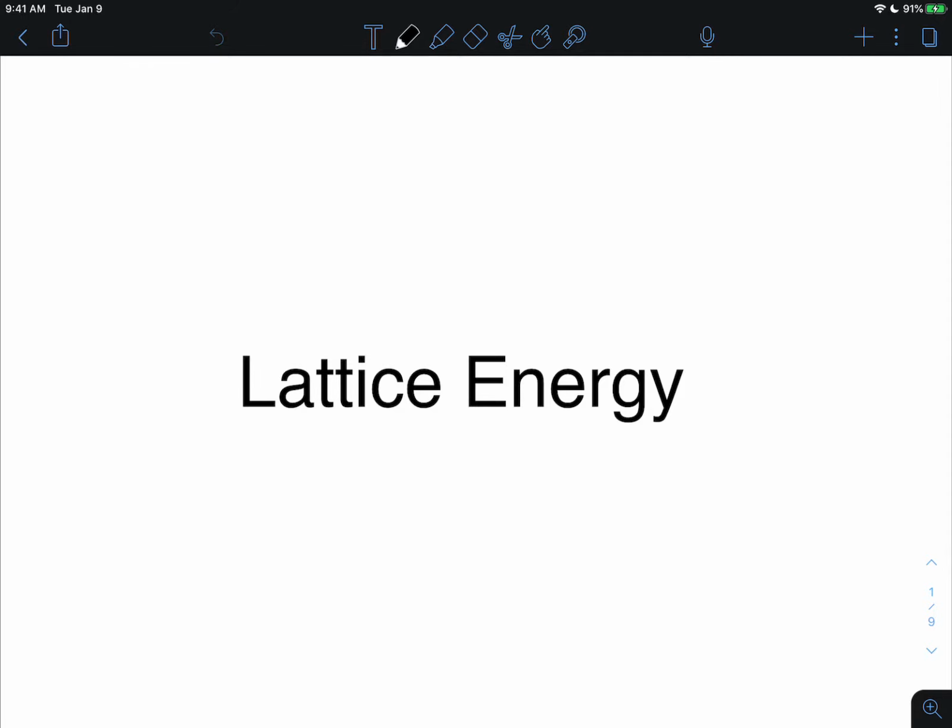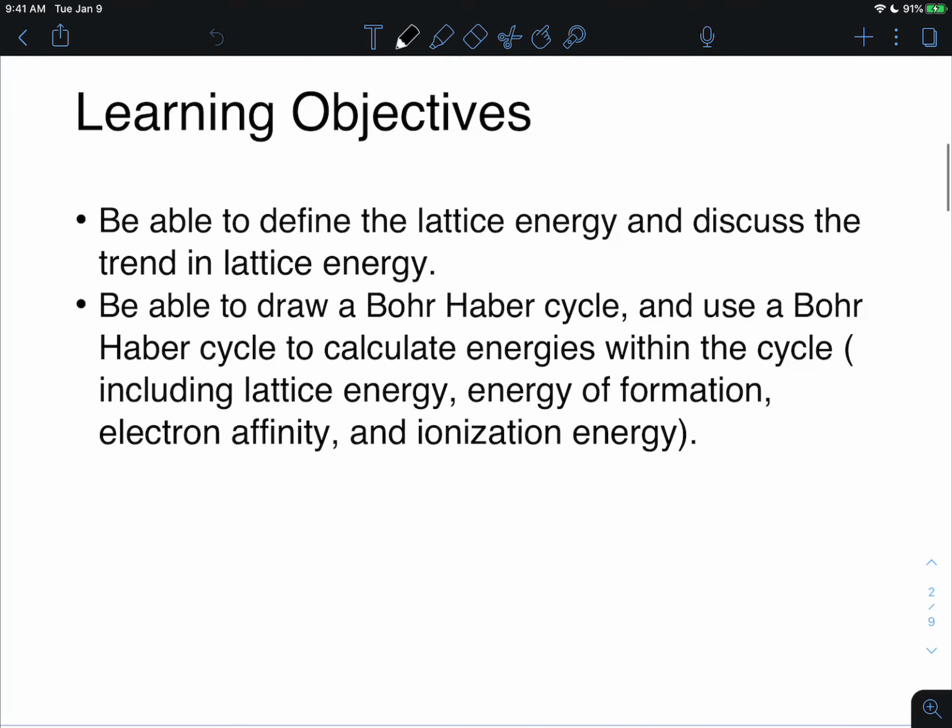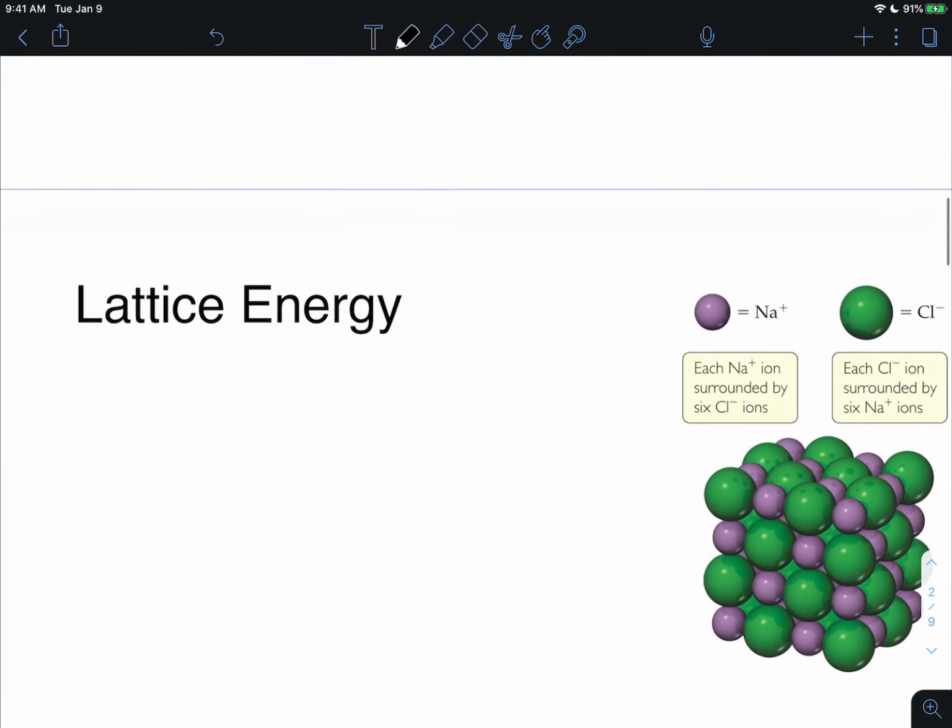Hello guys. In today's video we're going to be looking at what's called lattice energy. We're going to define what it is and discuss the trends within lattice energy, and we're going to draw what's called a Born-Haber cycle and use it in order to determine our lattice energy, energy of formation, electron affinity, and ionization energy. So we're going to relate all of our energies that are included in ionic bonding. All of these energies are included when we consider ionic bonding.